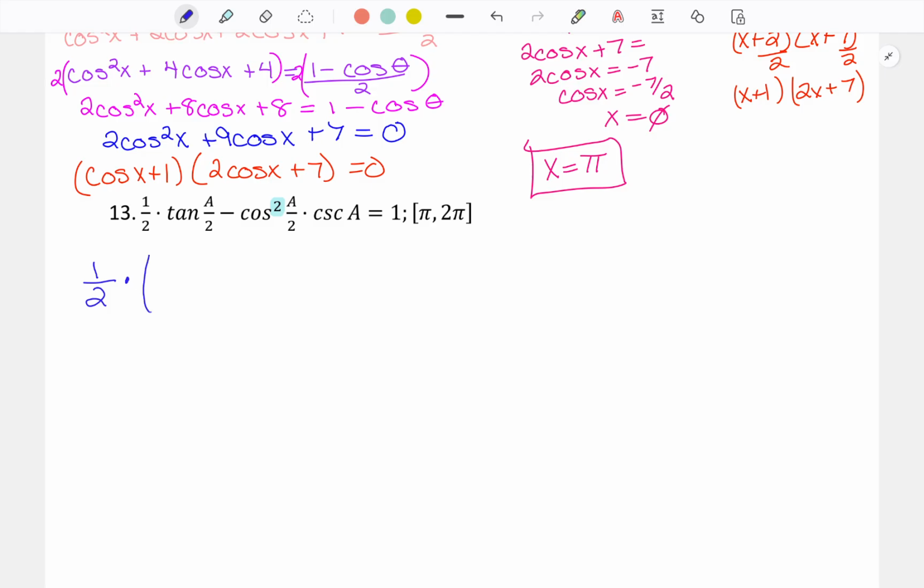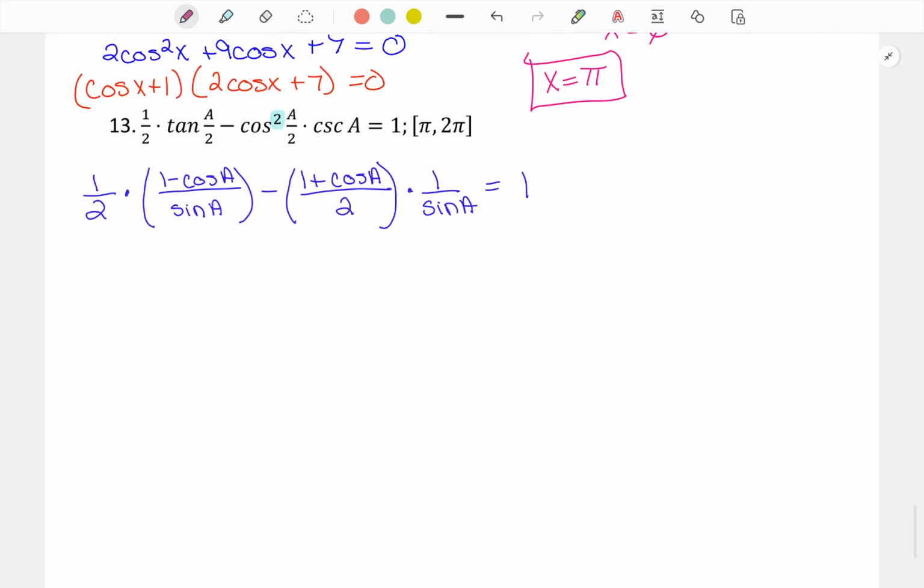And so my tangent of a over 2 is going to be 1 minus cosine a over sine a, minus cosine squared of a over 2. And that is going to be 1 plus cosine a over 2. And then I have cosecant a. I'm going to go ahead and use the reciprocal there. So I've got 1 over sine a, and that is actually going to give me a like denominator when I go and try to solve.